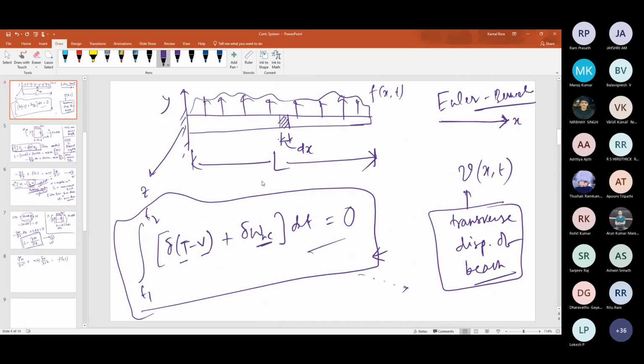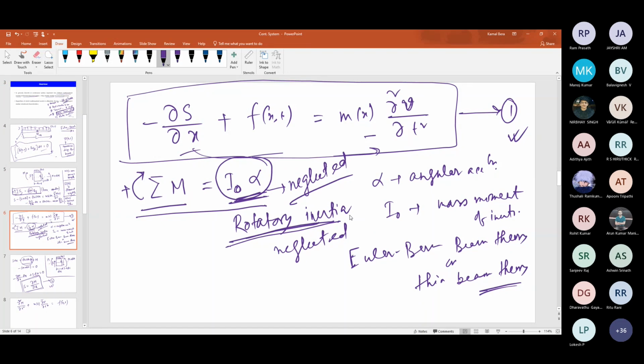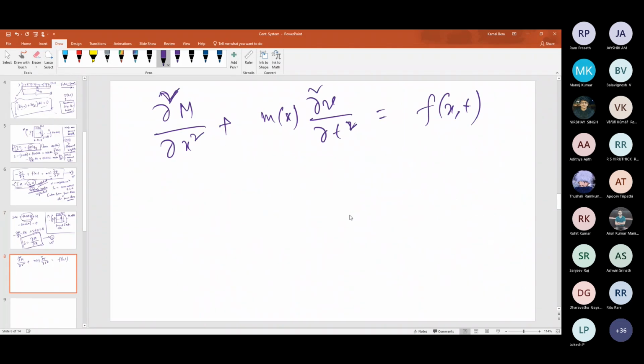Then I have substituted that expression in equation number 1, S equals dm by dx, and taken it to the right hand side. So I have written del 2 m by del x2 plus m(x) del 2 v by del t2 equals f(x,t). Okay, clear? Now from elementary beam theory, what you know, M equals what?